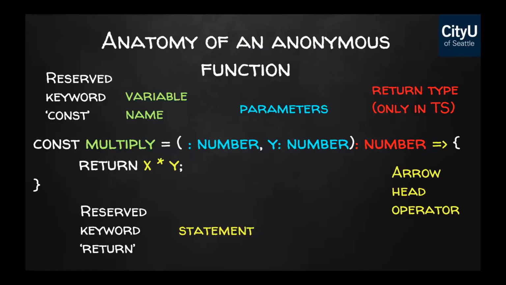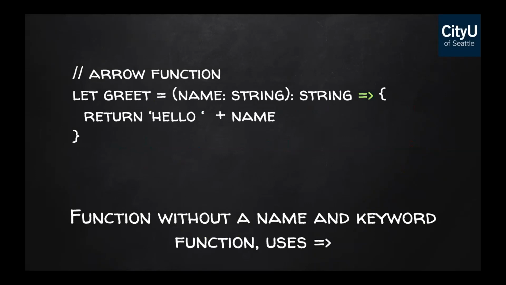Next, anonymous functions. Again, we have the keyword const for a variable, then the variable name. We also have parameters that we assign to that variable name, and then the return type, only in TypeScript. Now we use the arrowhead operator that's required as syntax for anonymous functions. It's the same, you would have the return and the statement. That's the only difference: you have the arrowhead and no name. Again, if you don't assign it to a variable, you would not be able to invoke it unless, let's say, you have a function that returns an anonymous function.